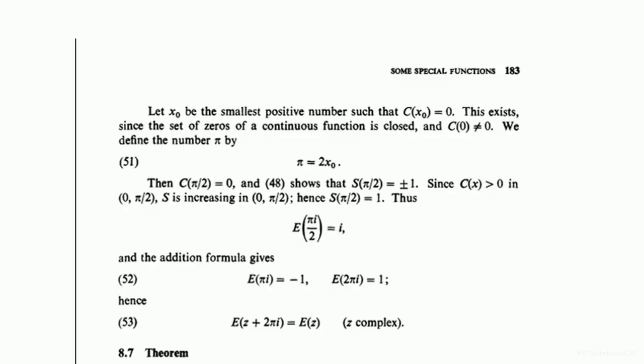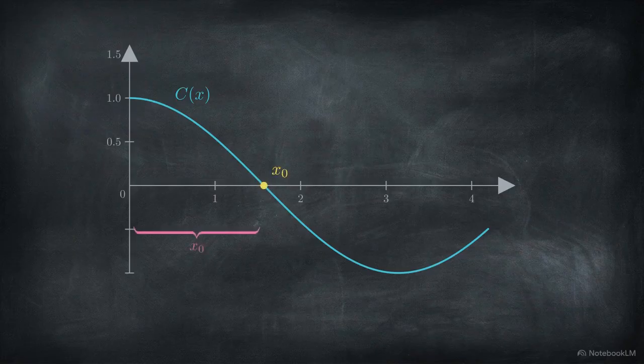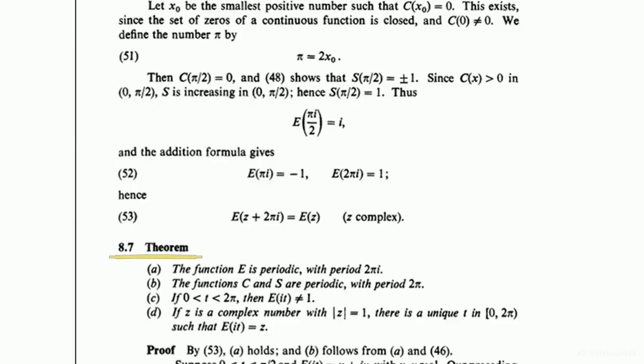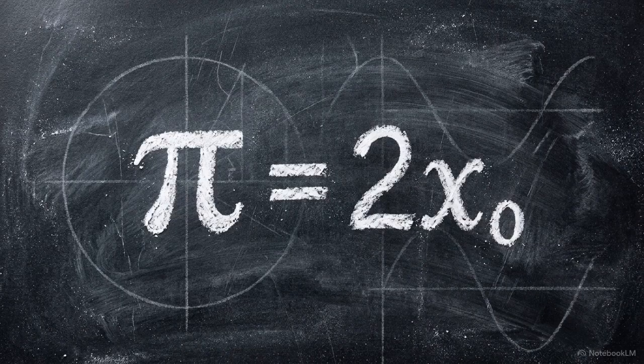With this point established, we can define the constant pi purely based on this algebraic result. Plotting this mathematically, c of x curves downward and crosses the axis at x0. Pi is defined as exactly 2 times x0. Using this definition of pi, Theorem 8.7 locks the system together, proving that both functions exhibit perfect periodicity over the interval of 2 pi. We have rigorously discovered pi and proven perfect periodicity without ever measuring a physical angle.